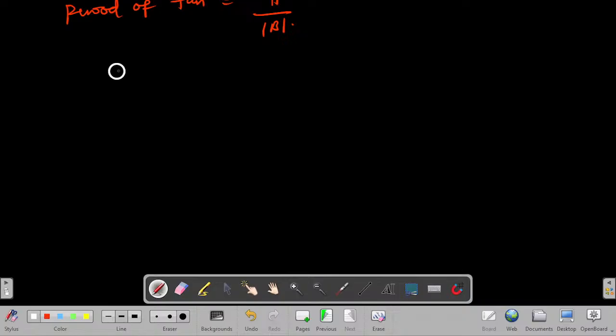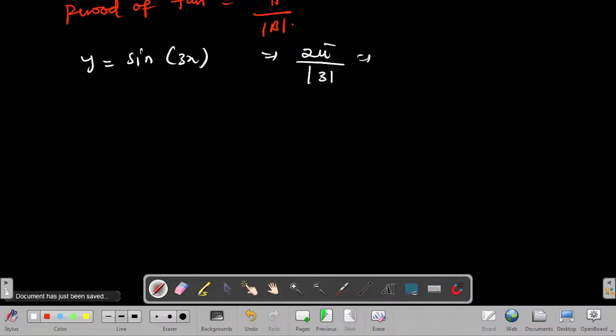So I have examples here. It says that y is equal to sine of the expression 3x. What is the period of this function? The period is simply going to give us 2 pi over what? Absolute of what? 3. And that is what? 2 over 3 pi. And this is the period of the function.